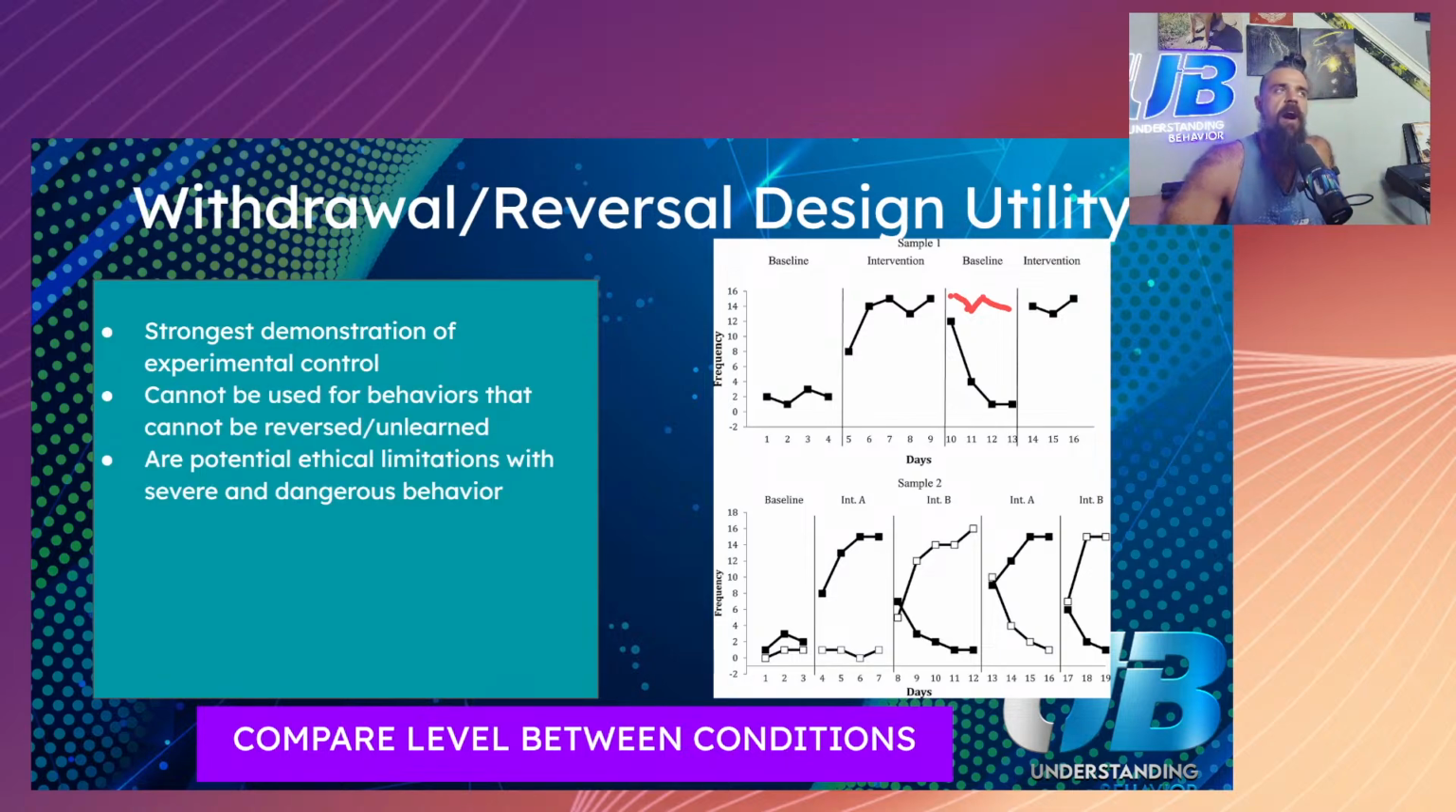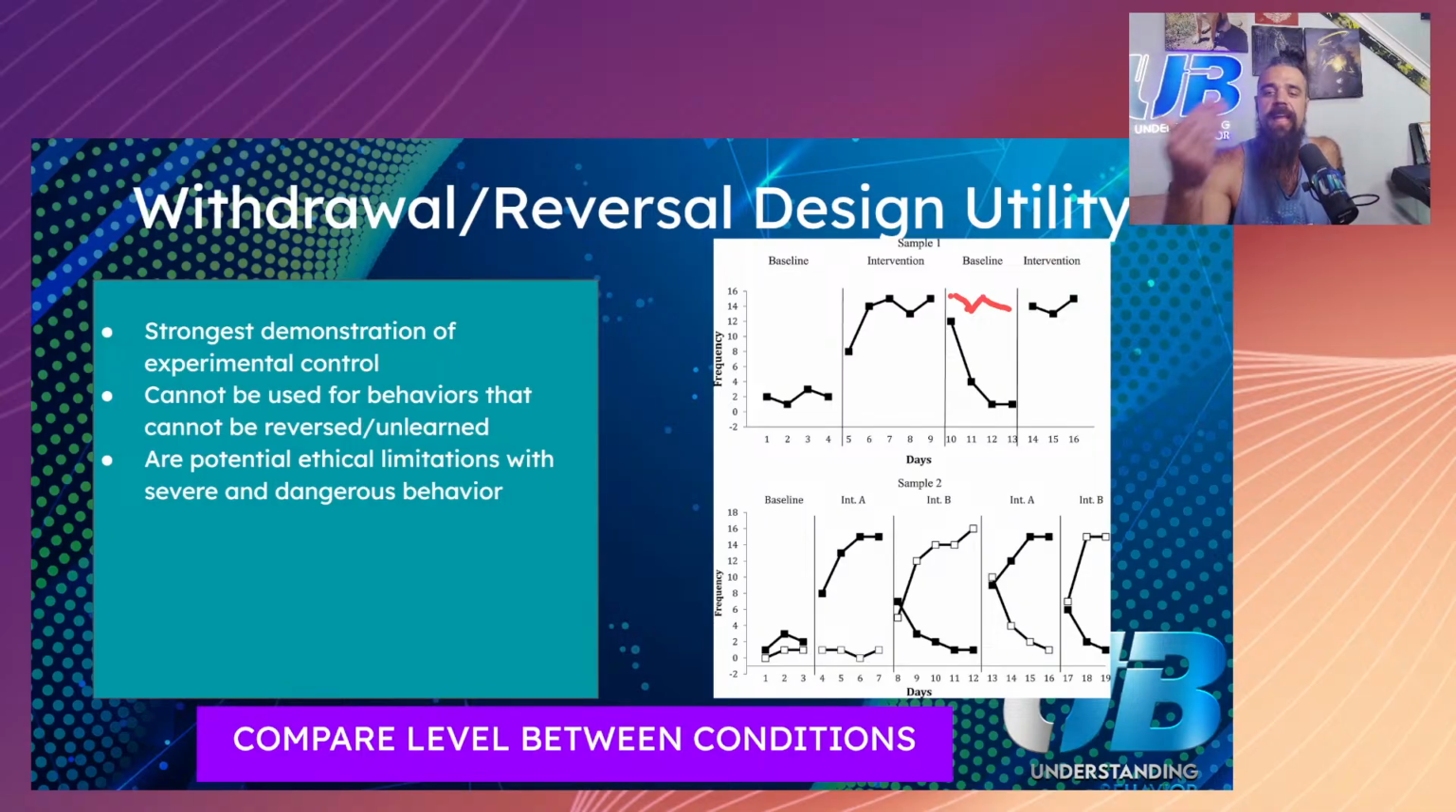All right. With the withdrawal reversal designs, there are also some potential ethical limitations when we're dealing with severe and dangerous behavior. Since it requires us to remove an intervention, sometimes that can cause an ethical issue if we're working with SIB or some other severe behavior. So keep that in mind.